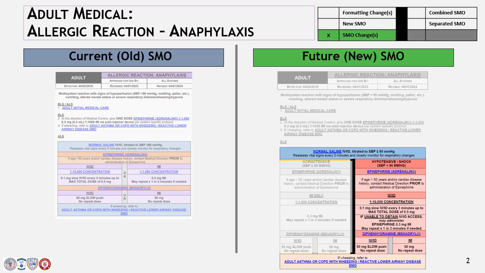If you don't have an IV, then you're going to do 0.3 milligrams of epi, the 1 milligram in 1 ml or 1 to 1,000 concentration. And you're going to repeat that in 3 minutes if needed. So that is the new part. I already told you probably it was coming, and it's here.